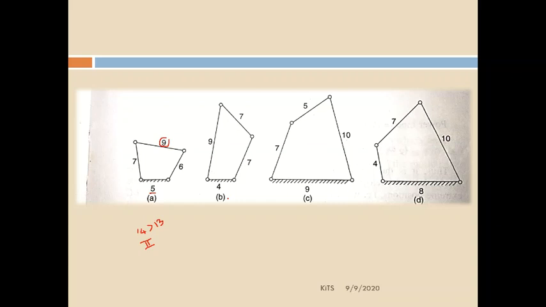Similarly, case B. Here the shortest link length is 4 and the longest link length is 9. Add 4 and 9, we will get 13. The remaining two link lengths are 7 and 7. If you add both, you will get 14. So it obeys Grashof's law, so it is a class 1 mechanism. Similarly, you can do it for case C and case D.